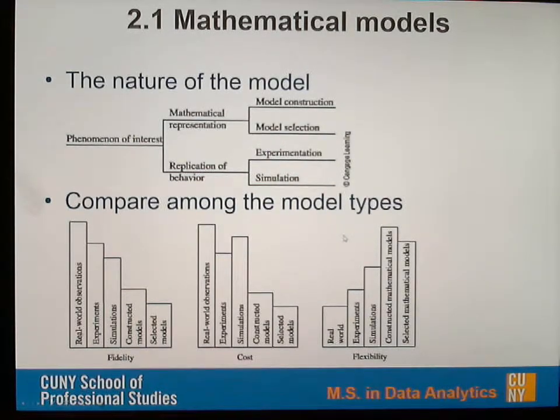Here are some different examples of the model types. We could have a lot of real-world observation. We try to do a few experiments or simulations to sample from the observation, construct mathematical models, and select models. Or, on the other hand, we may not have a lot of observation, and then we have to augment our data set using experiments or simulation, and then build the mathematical models on top of the observations we simulated.